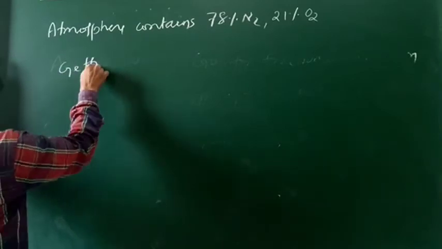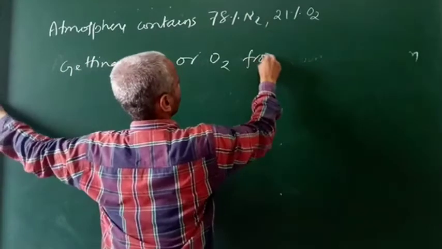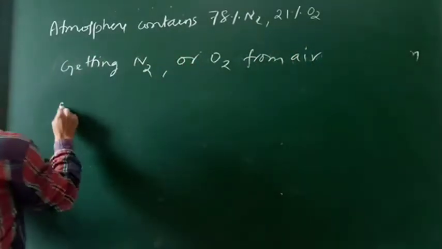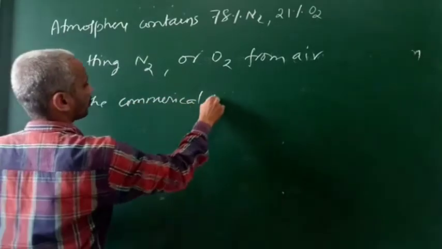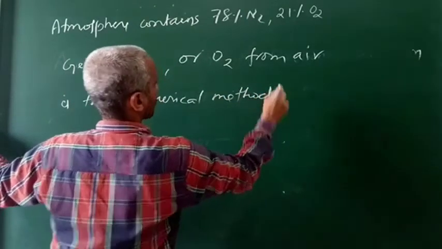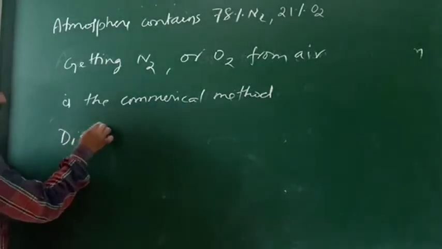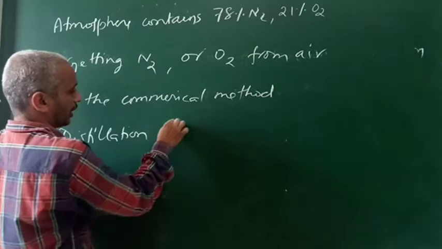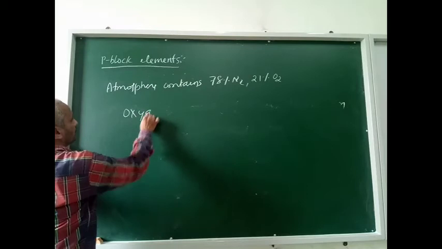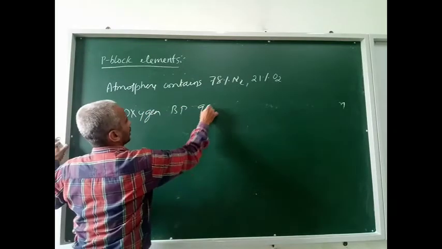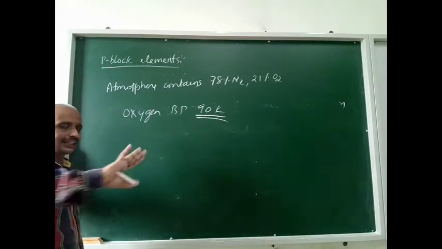Getting nitrogen or oxygen from air is the commercial method also. So, distillation of atmospheric air. Oxygen boiling point is 90 Kelvin. When 90 Kelvin is attained, oxygen also goes out, collected separately.